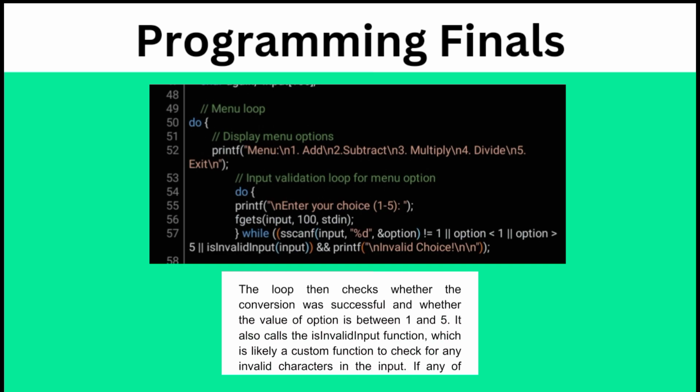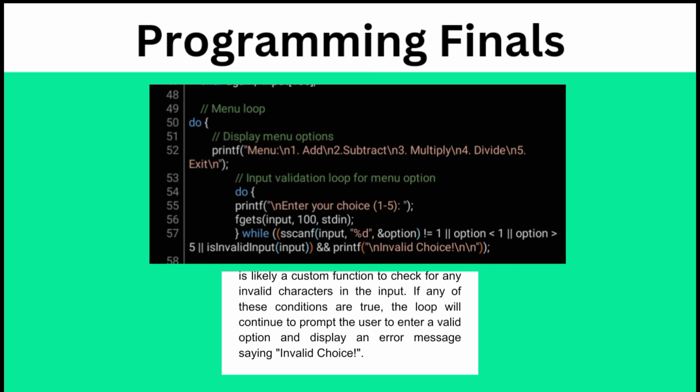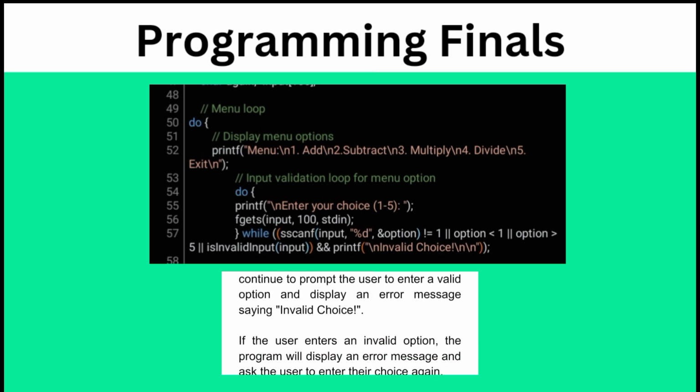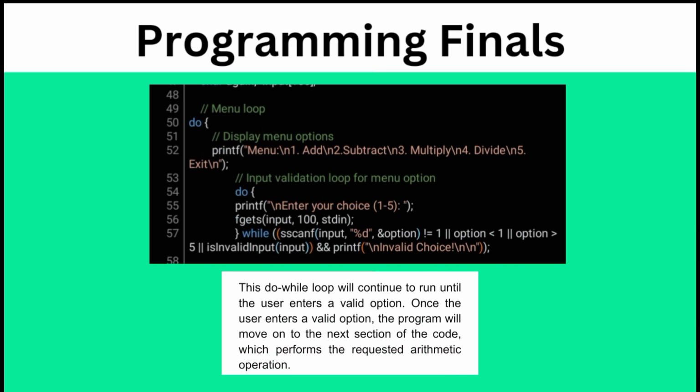The loop then checks whether the conversion was successful and whether the value of option is between 1 and 5. It also calls the isInvalidInput function, which is likely a custom function to check for any invalid characters in the input. If any of these conditions are true, the loop will continue to prompt to enter a valid option and display an error message saying invalid choice. If the user enters an invalid option, the program will display an error message and ask the user to enter their choice again. This do-while loop will continue to run until the user enters a valid option.